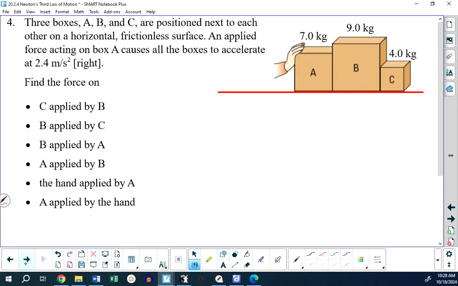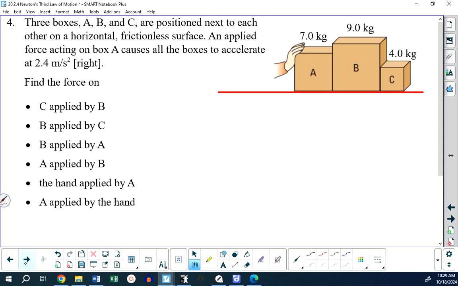What is exerting the force on B to the right? Box A. The hand's not touching B. A is touching B. But that means if A is pushing B to the right, B is pushing A back to the left. And again, it's going to seem like we're running in circles here, but we're not.